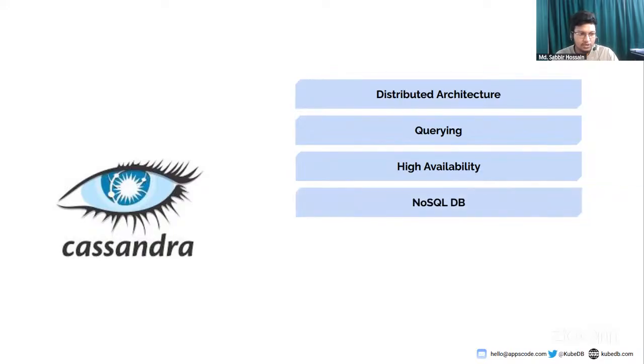Cassandra is a NoSQL database. Cassandra is a wide column NoSQL database actually, meaning it can store massive volumes of structured, semi-structured, or unstructured data without rigid schemas. This makes it flexible for fast-changing applications.